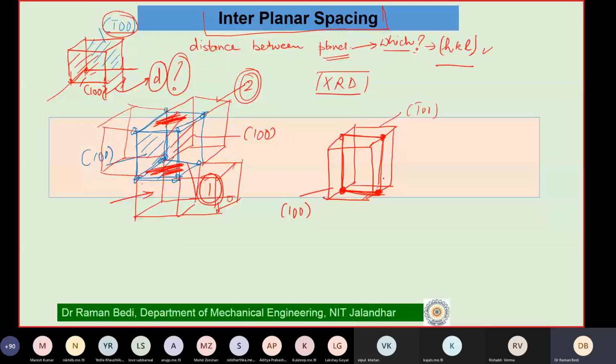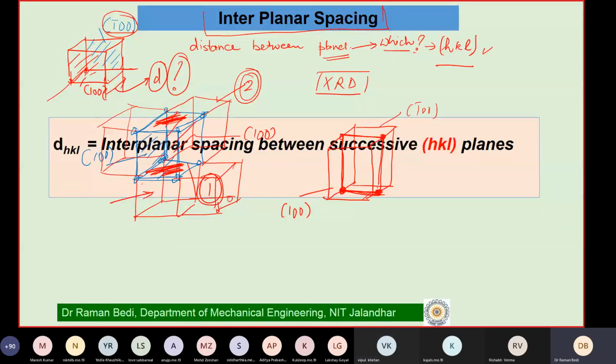So I'll come back to this later. Let's talk about the concept of interplanar spacing first. So I am interested to find out DHKL. Interplanar spacing is normally written by a standard notation D subscript HKL, which means that I am trying to find out the interplanar spacing between the successive HKL planes. That is what we are interested to find out when I write it as DHKL.